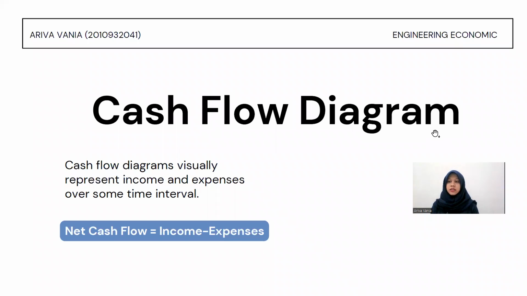Okay, in this section, I will explain the cash flow diagram. A cash flow diagram is a diagram that visually represents income and expenses over some time interval. In this diagram, we have arrows that represent income or expenses, differentiated by their directions. For net cash flow, we have the formulation that net cash flow is equal to income minus expenses.